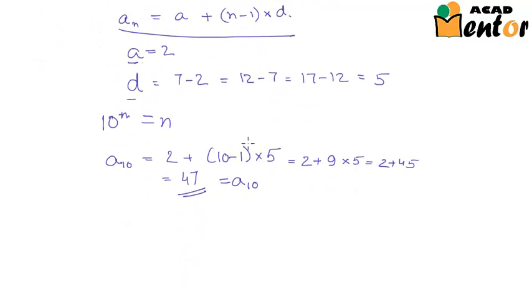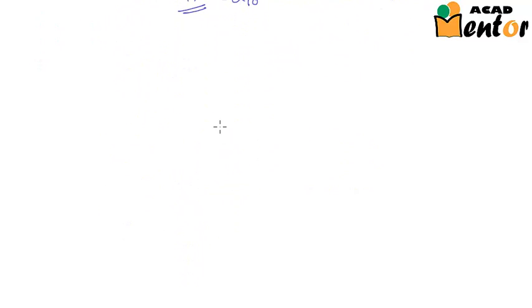Now let's look at another example. If this AP is given to us, 21, 18, 15 and so on, and we are asked to find which term would be minus 81. That means that minus 81 comes in this list somewhere down the line, but we don't know where. So we are supposed to find out what term that would be.